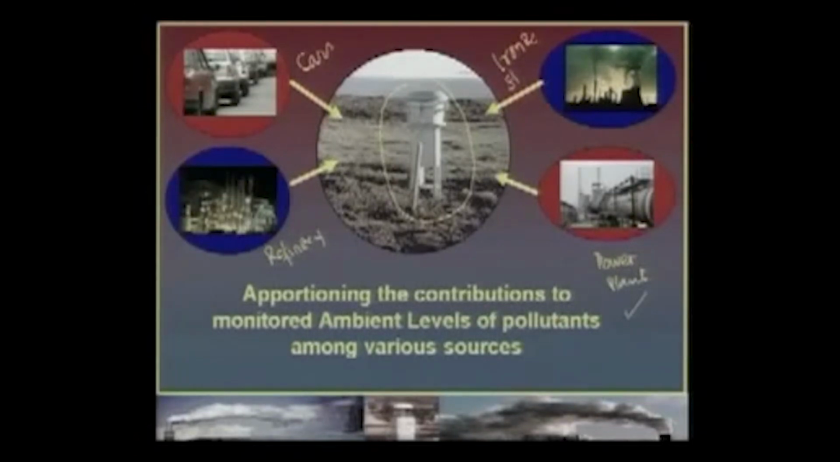What ideally we want to know, if we can, is the apportioning of the contribution to the monitored ambient air levels of pollutants among various sources. So this is the picture we want to understand: at the place where I am doing the measurements, what is the contribution of the various sources. Once I know which source is contributing and how much, it is up to me to decide the pollution control strategies and prepare the pollution control plan.